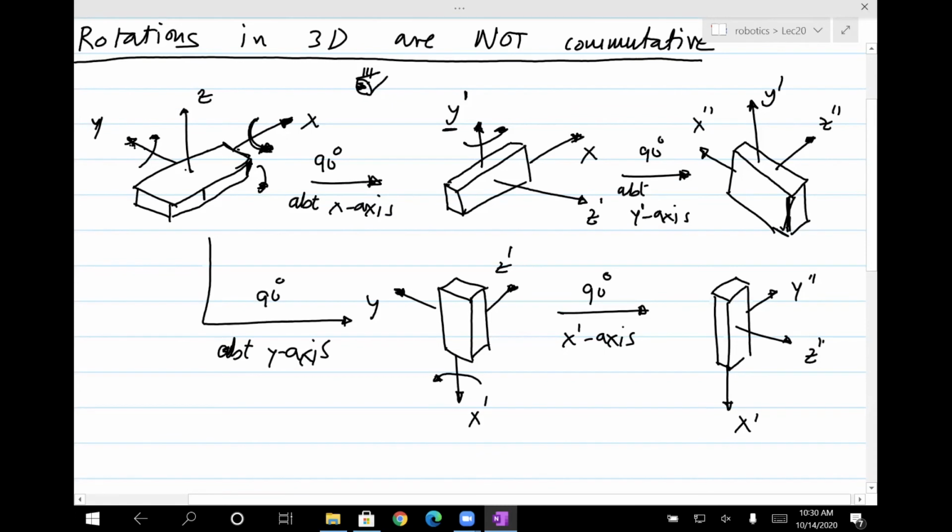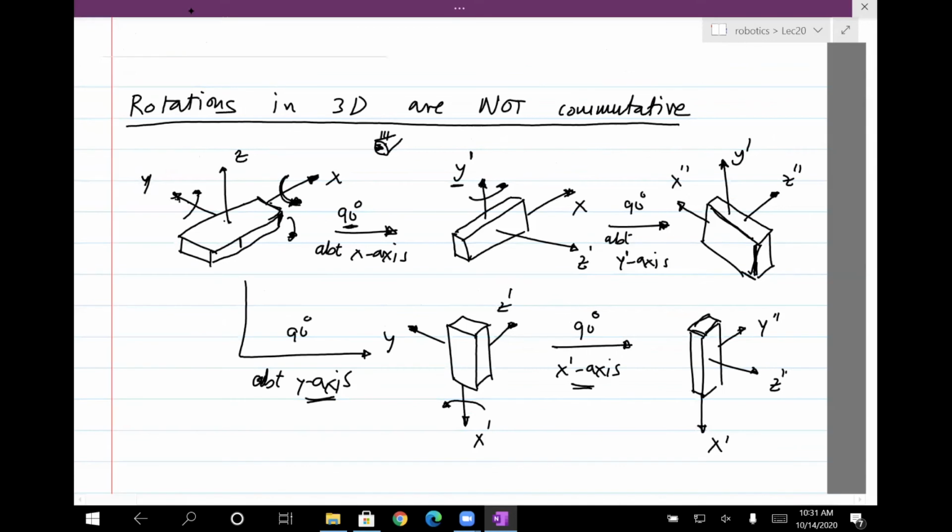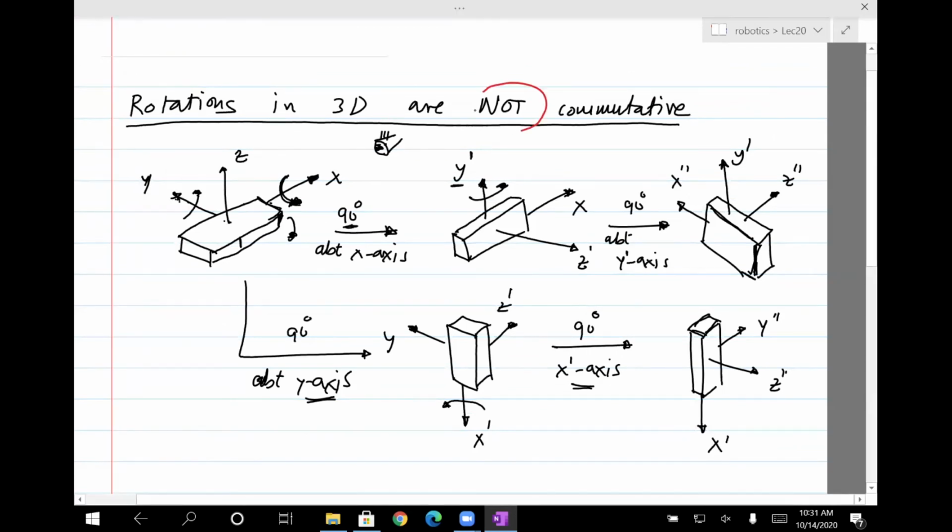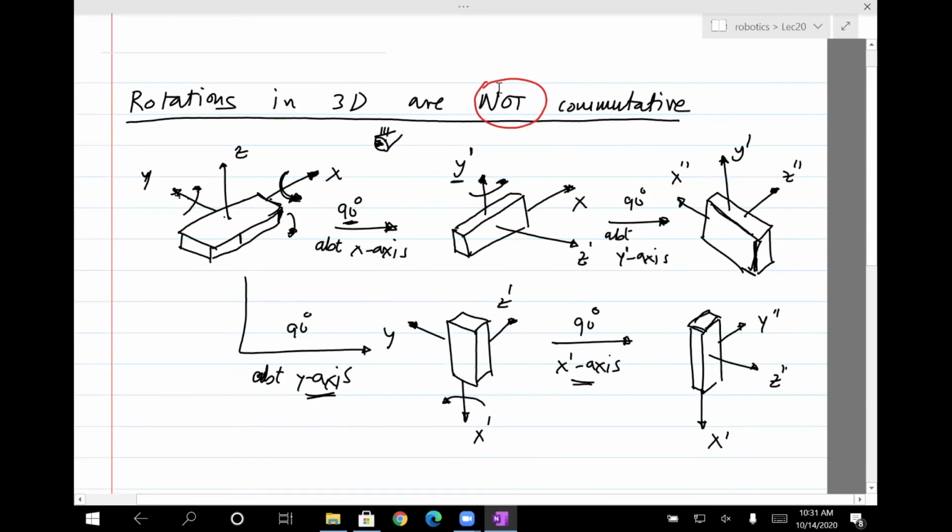I tried my best to draw this how I think it is, but I'll show it to you in reality by showing my camera. For now, just believe me that if you do 90 degrees rotation about x and y, you get a configuration which looks like this, which is very different from the final configuration you get when you reverse the rotations. And that is just illustrating that rotations are not commutative. Now I'm going to switch my camera on, and hopefully I'll illustrate to you that this actually makes sense.